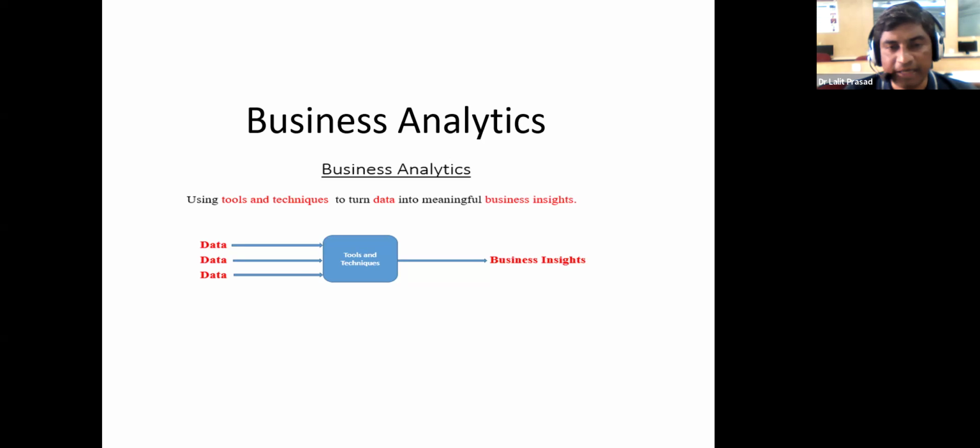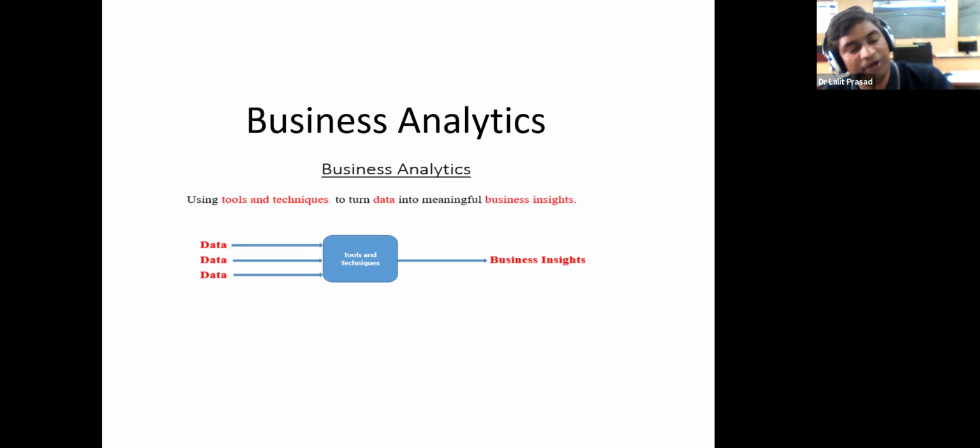Okay, so that's why here it is saying converting the raw data into useful information by using various tools and techniques. So what are the tools and techniques? When I am talking about the tools and techniques, there is a use of statistics. So earlier we used statistics manually.